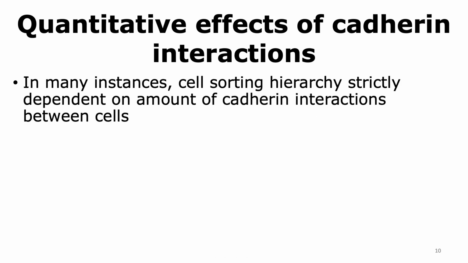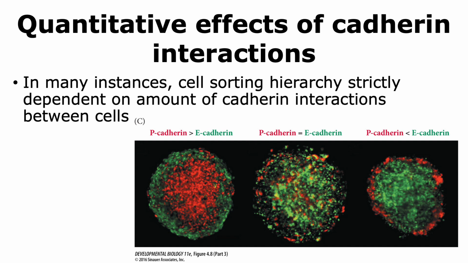Another example of the quantitative effects of cadherin interactions is that in many instances the cell sorting hierarchy is strictly dependent on the amount of cadherin interactions between the cells. So when we look at this picture, let's look at the first panel where we have cells that are expressing P-cadherin or E-cadherin. If P-cadherin is expressed more than E-cadherin, then in that scenario, the P-cadherin cells are going to be present internally while the E-cadherin cells will be at the periphery.